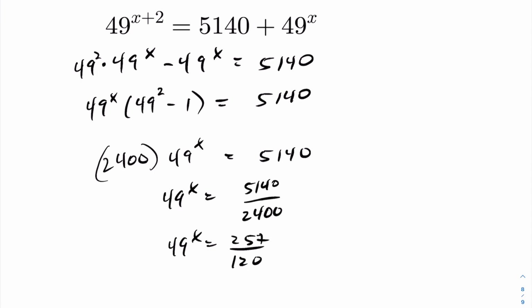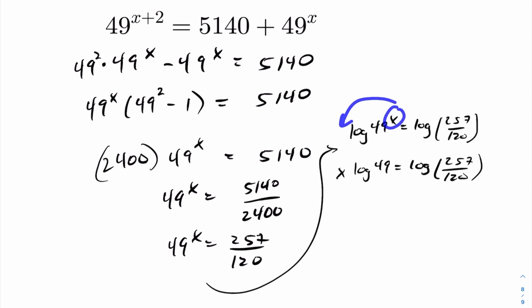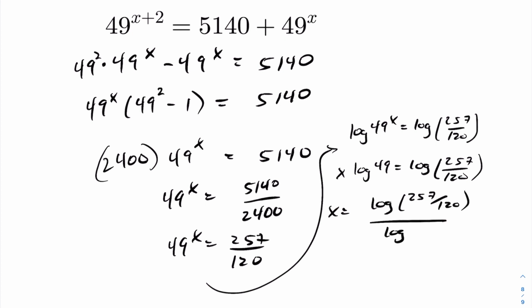Again, we want to solve for x, so I'm going to go ahead and take the log of both sides. Again, the base that you use does not matter. I'm going to take log base 10. Doing so, we take the power of x and drop it down, and then we can divide across by log of 49, and we get x is equal to log base 10 of 257 over 120 divided by log base 10 of 49. And therefore, the value of x that satisfies this equation here is log of 257 over 120 divided by log of 49.